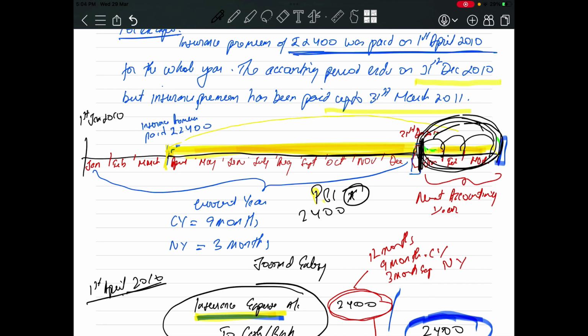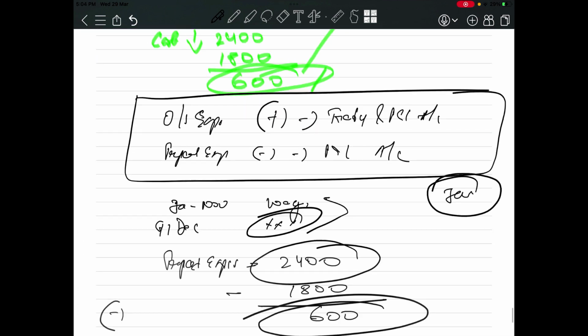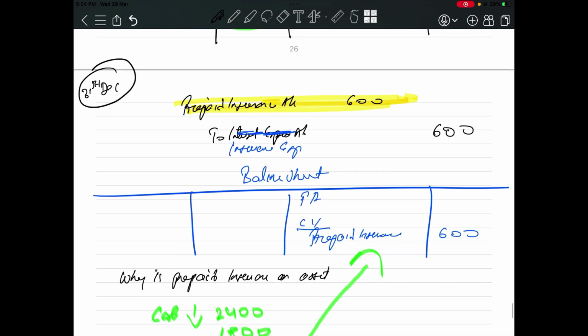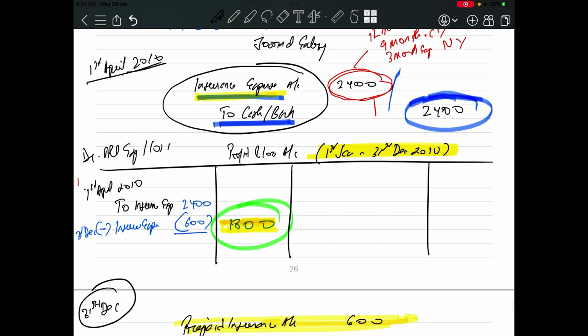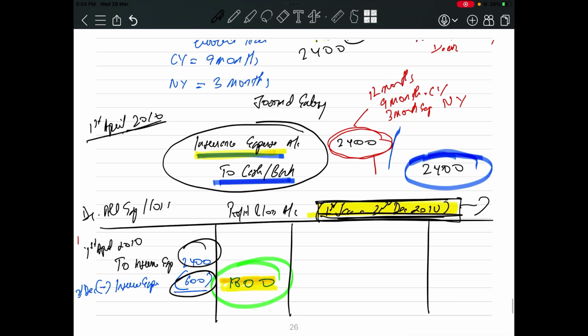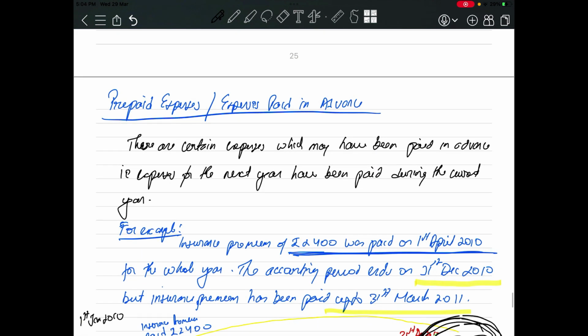I have told you a golden rule, right? The P&L account will only include expenses relating to the current accounting period. So whatever expenses are for the future accounting period, we will have to subtract from the amount debited. I hope things are clear, because this is a very complex or technical concept.